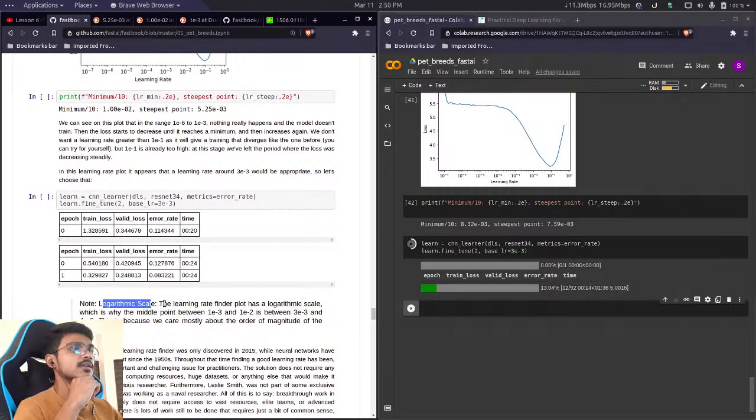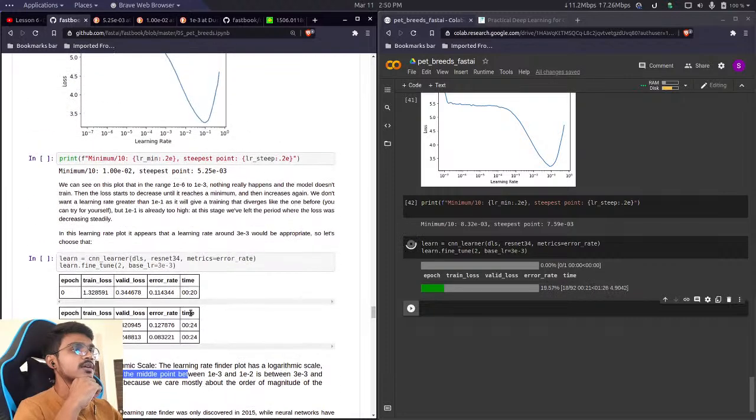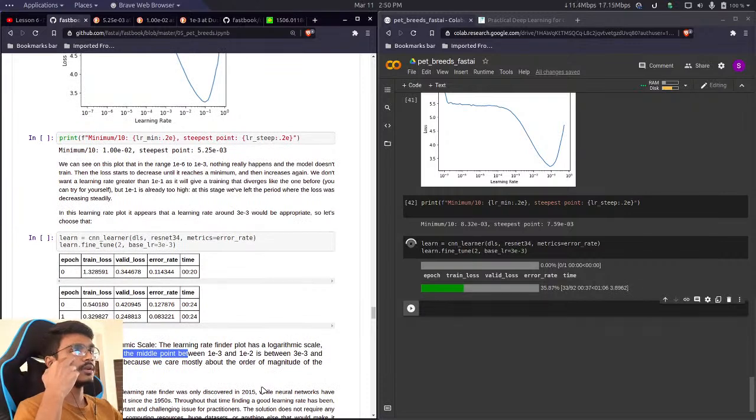Logarithmic scale. The learning rate finder plot has a logarithmic scale, which is why the middle point between 1e raised to minus 3 and 1e raised to minus 2 is between 3e raised to minus 3 and 5. This is why we care mostly about the order of magnitude of the learning rate.